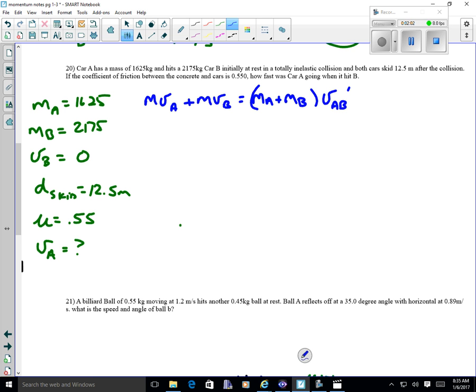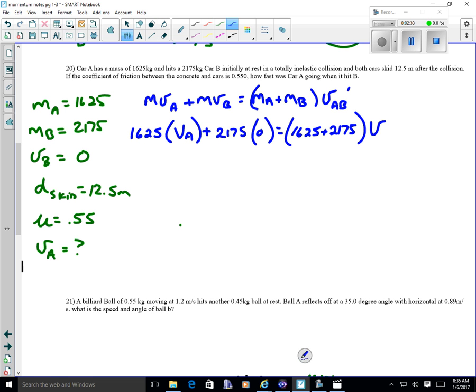We have 1625 for the mass of A. I don't know the velocity of A. That's what I'm trying to figure out. Plus the 2175. The velocity of B is 0 beforehand. Equals both of the masses added together, because they skid off together, 1625 plus 2175. What really stinks about this is that I have 2 unknowns.